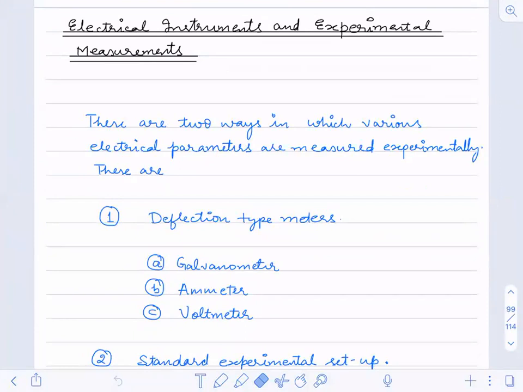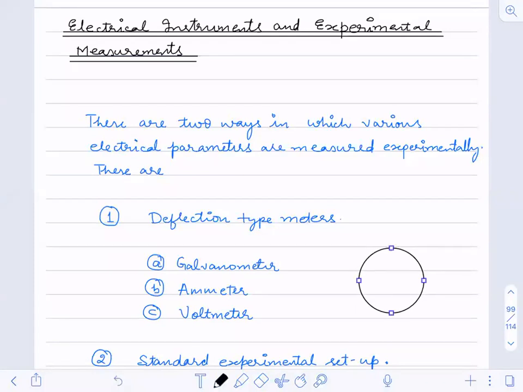Now we have two kinds of experimental instruments, or electrical instruments. In class 10th you would have done a few experiments, like the verification of Ohm's law. You would have seen all those devices, the voltmeter and the ammeter.